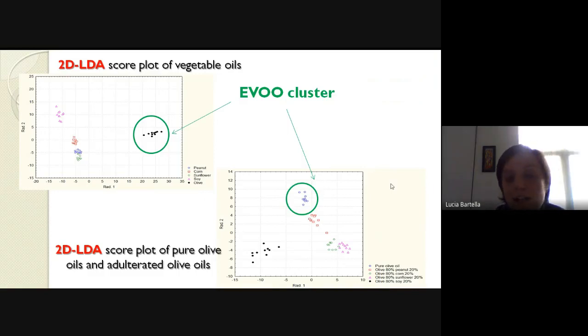And finally, we have prepared also the mixture of oils. And also in this case, the cluster of pure olive oil is well discriminated from the other mixtures.